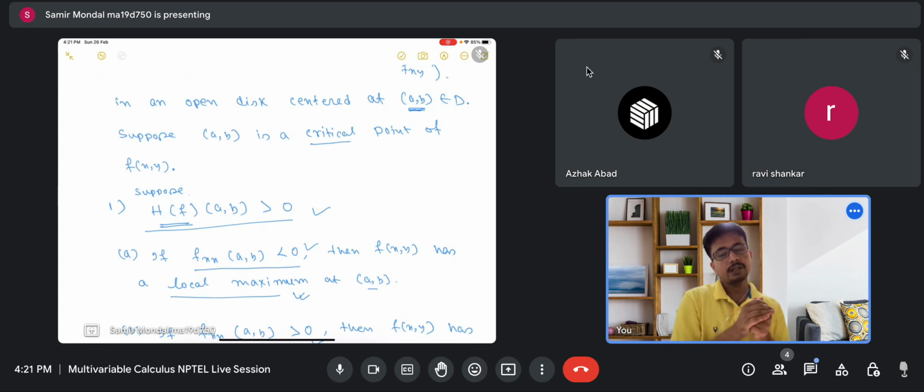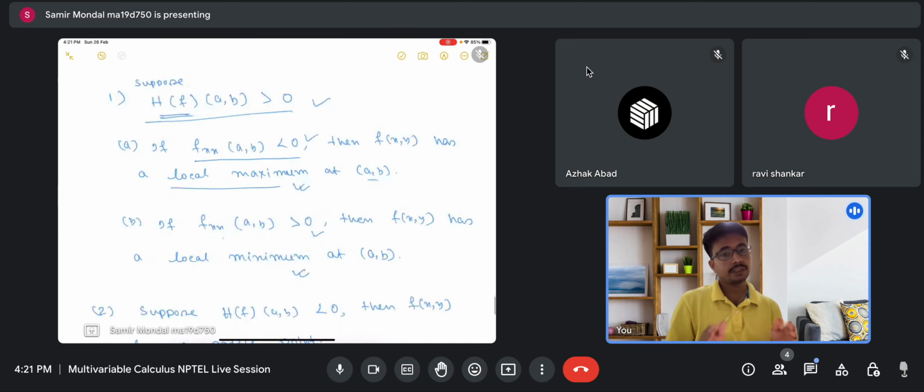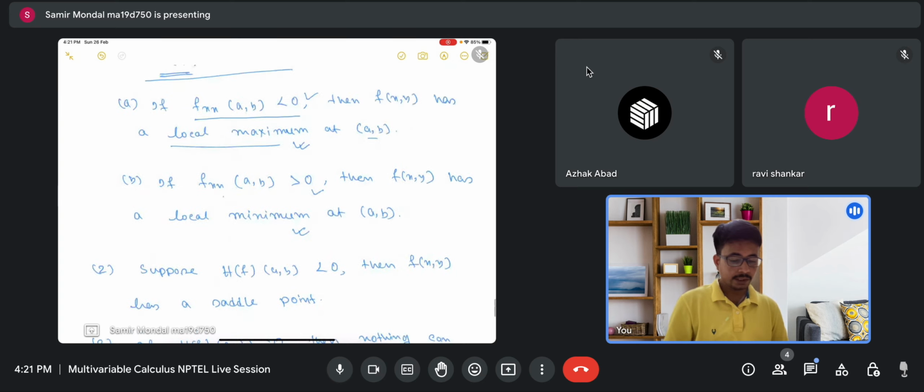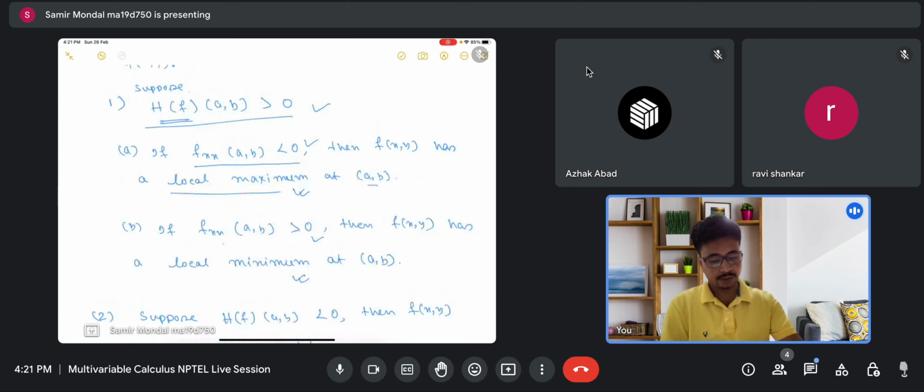We look at f of xx only. If the Hessian is less than 0, this is a saddle point. If it's equal to 0, then we can't say anything right now; we have to check graphically. So one can ask one thing: why are we looking for only f of xx, not f of yy?